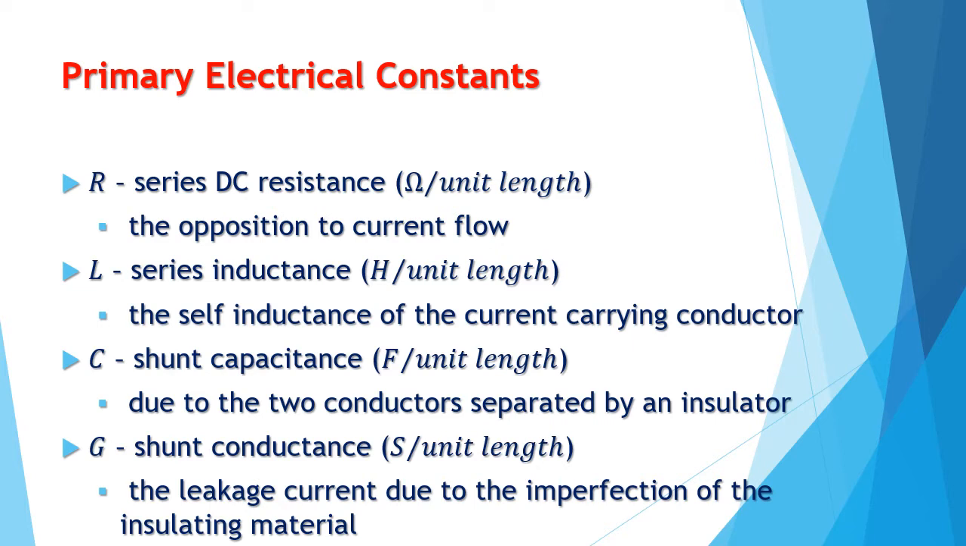Next, we have our capacitance. This is our shunt capacitance. It has the unit of farad per unit length. This is due to the two conductors separated by an insulator. This is actually the principle of a capacitor: two conductors separated by a dielectric material, which is an insulator. And lastly, we have our conductance. For a transmission line, this is our shunt conductance. It has the unit of Siemens per unit length. It is the leakage current due to the imperfection of the insulating material.